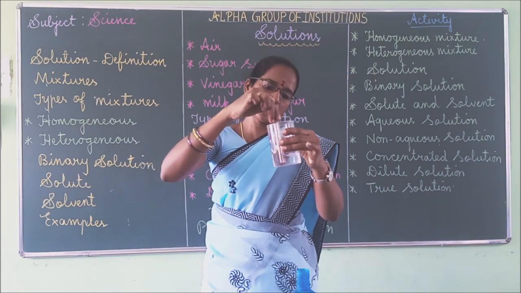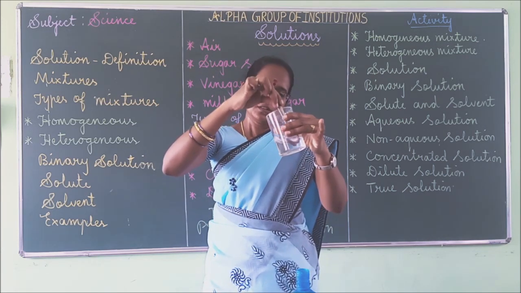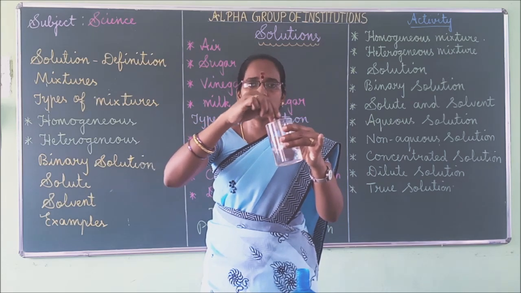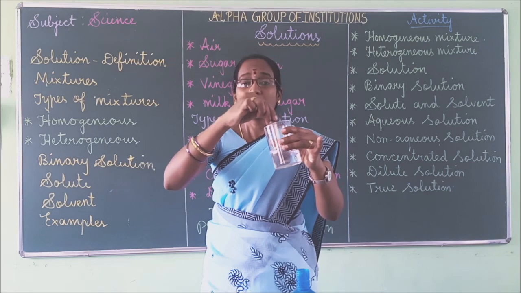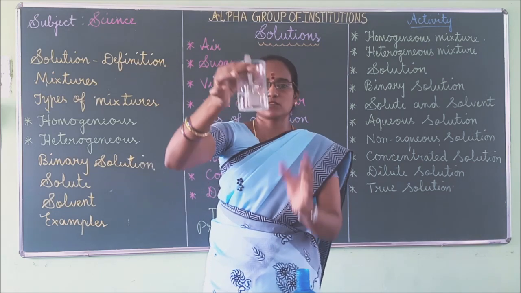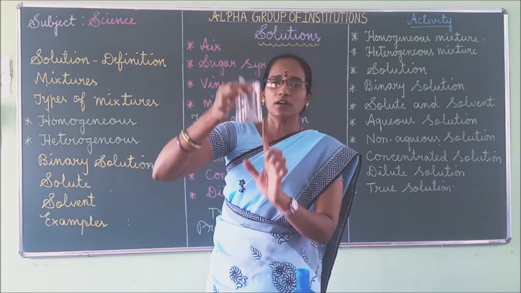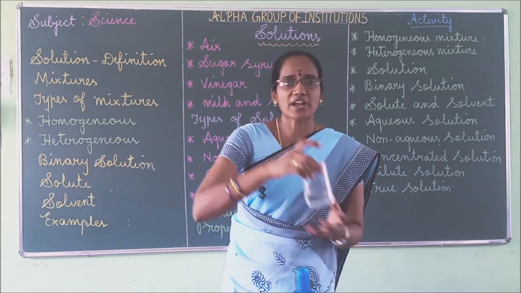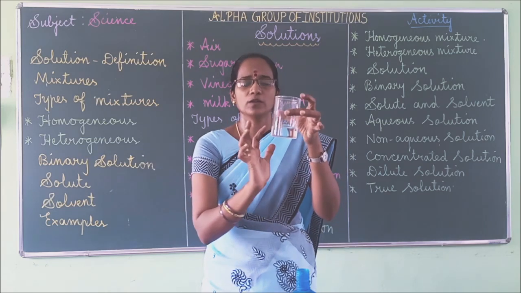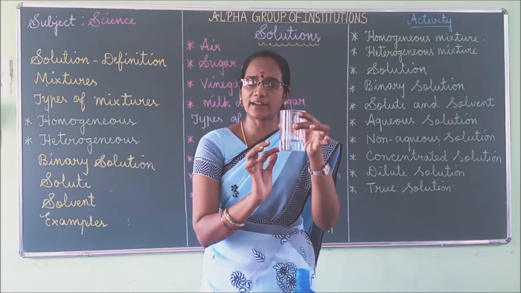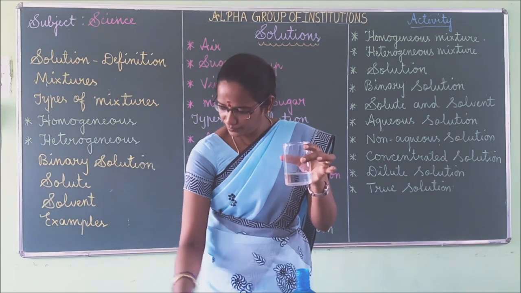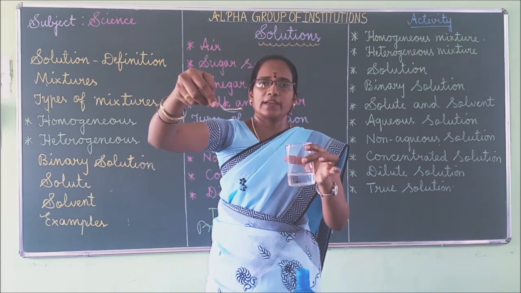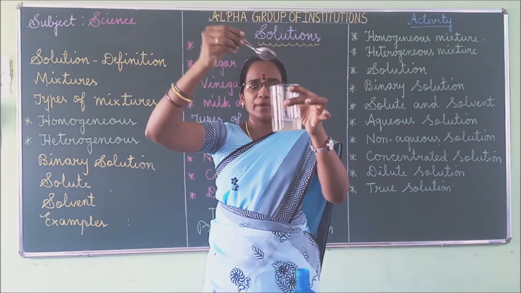So what do you observe now? The sugar completely dissolved in water. So we know sugar is soluble in water and forms a homogeneous solution. So it is a homogeneous solution. Next I am going to try with sand. Already water is added. Now I am going to add some sand into it.